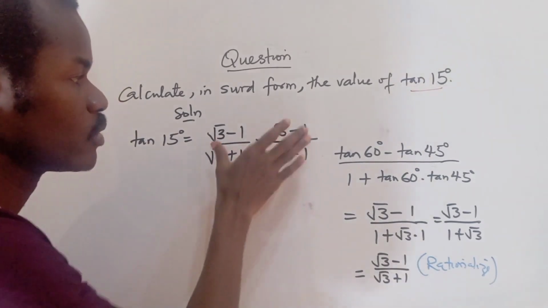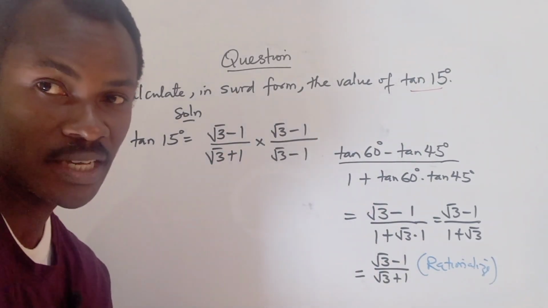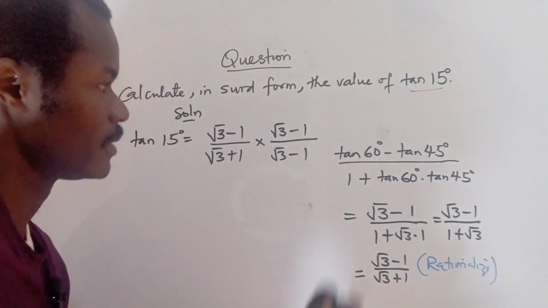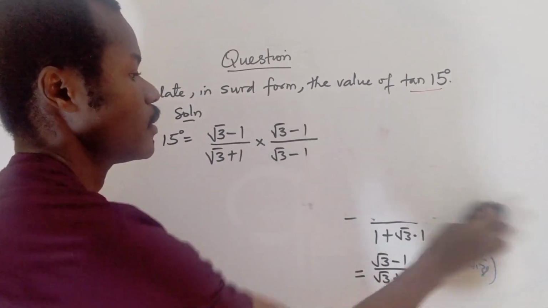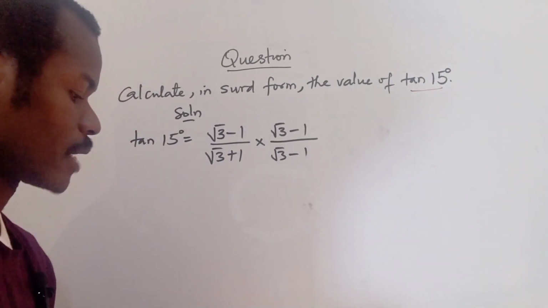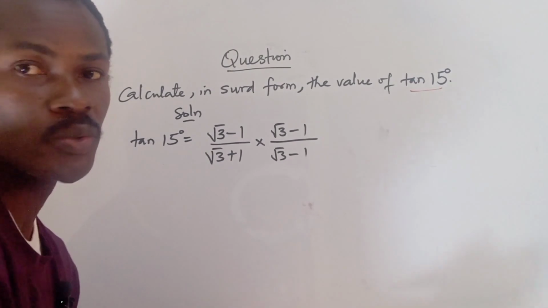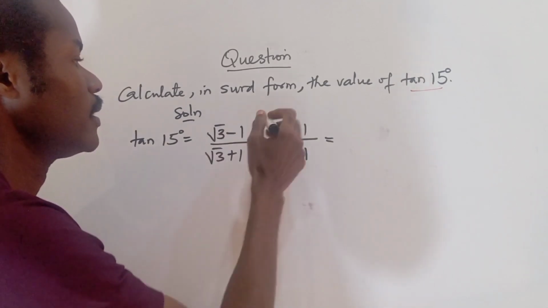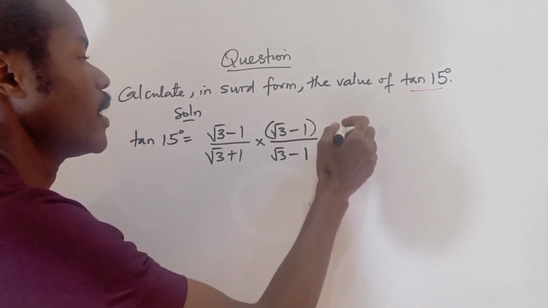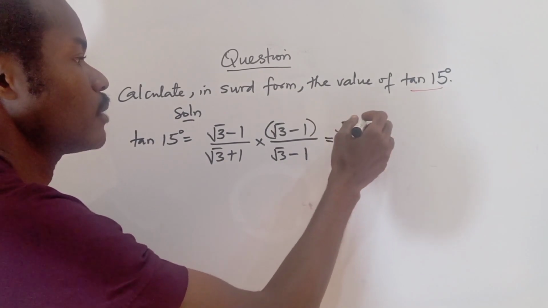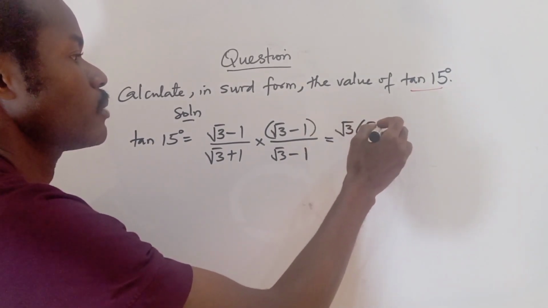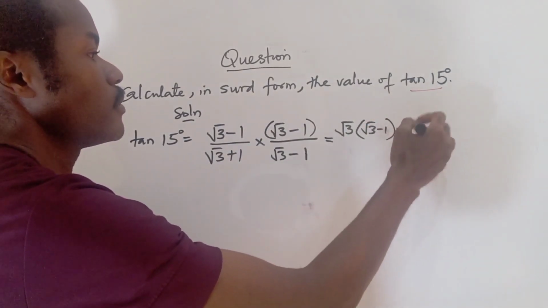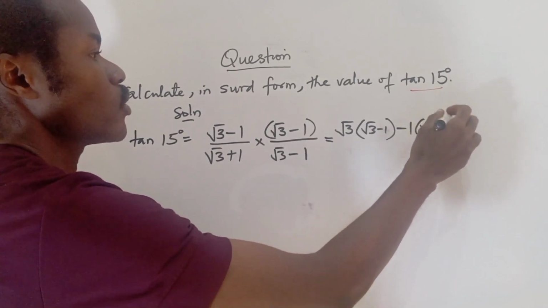So as soon as we simplify this, whatever we get gives us the answer to this problem. So let's simplify this and see what that gives us. Now to multiply this, I'm going to use this to multiply this. So I have square root of 3 multiplied by square root of 3 minus 1. Now minus 1 is also going to multiply square root of 3 minus 1.